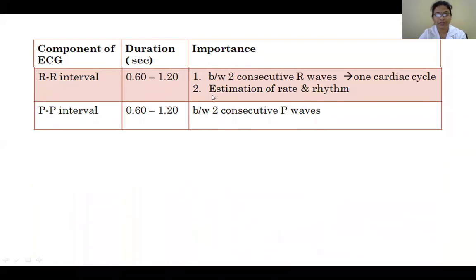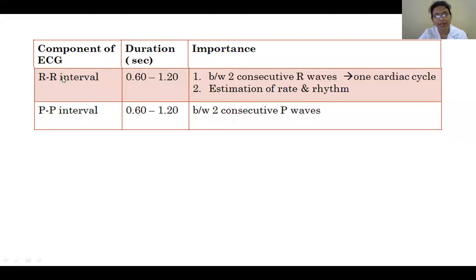Now, RR interval. RR interval is the interval between two consecutive R waves, means one cardiac cycle. So with the help of RR interval, you can estimate rate as well as rhythm in that ECG strip. The duration of RR interval ranges between 0.6 to 1.2 seconds. Coming to PP interval. PP interval is the interval between two consecutive P waves. It also corresponds to one cardiac cycle, and it can also be used for estimation of rate as well as rhythm.